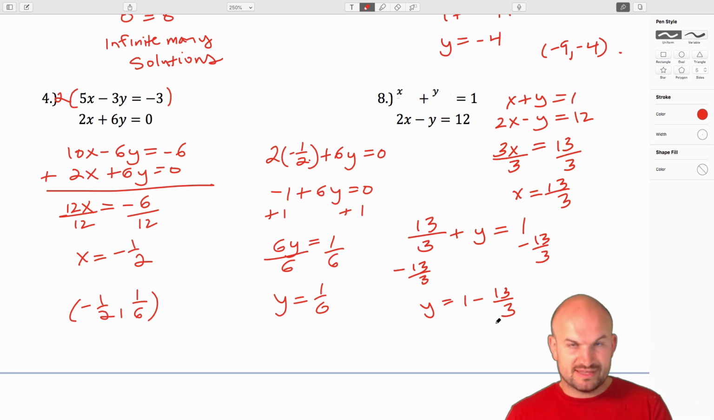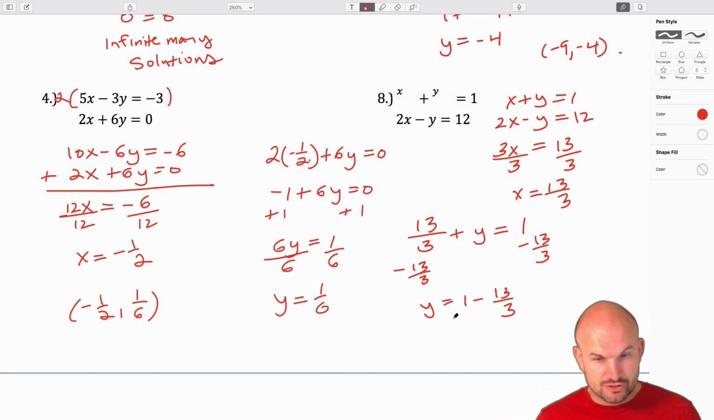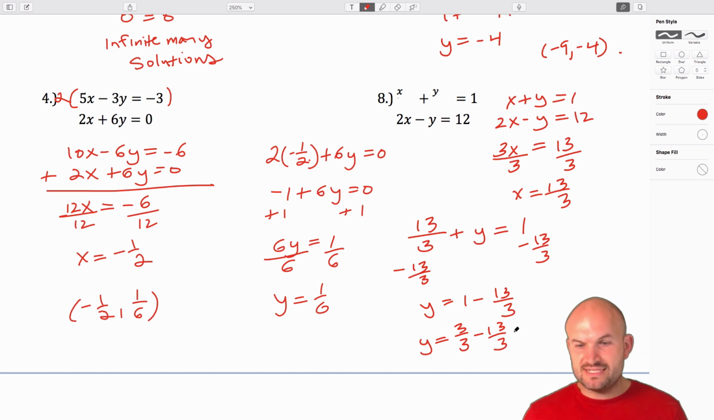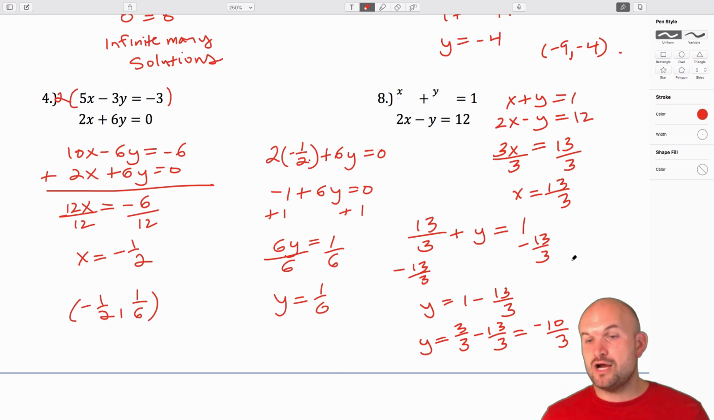And again, what's important about this is I want students to make sure that they can use our fraction operations. So remember, we can always rewrite 1 as 3 over 3 minus 13 over 3. And therefore, that's going to leave us with negative 10 over 3. So now we can write our coordinate point here as 13 over 3, comma, negative 10 over 3.